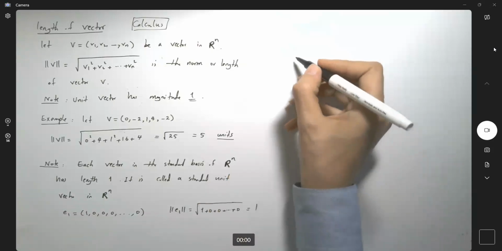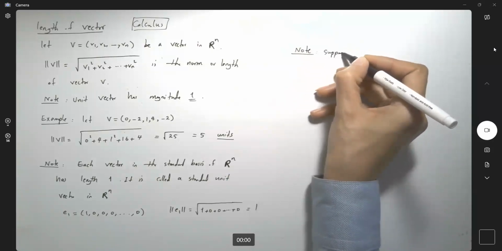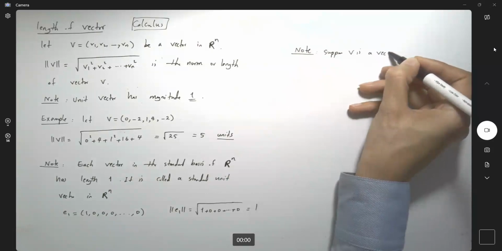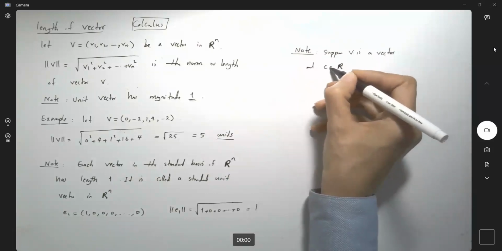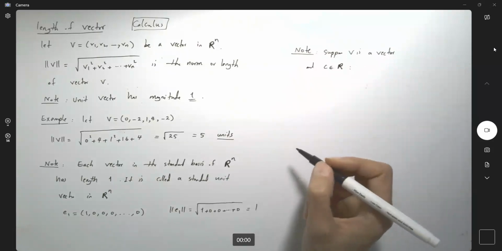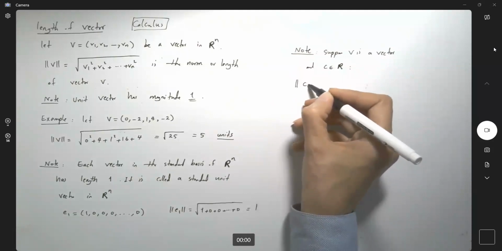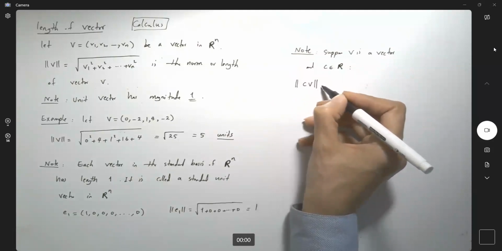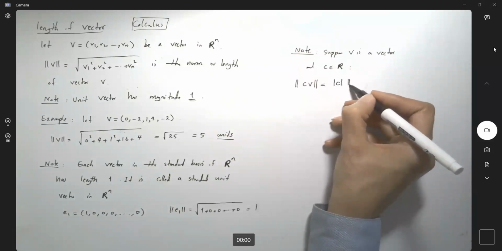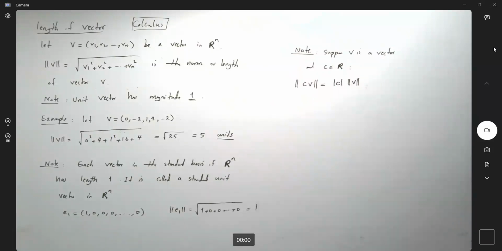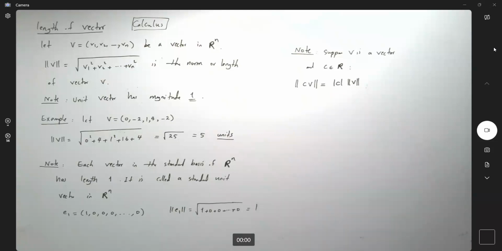Just a quick note for you. Suppose V is a vector and C is a scalar, just a number. Then we have the following property. The length, magnitude, or norm of CV is nothing but the absolute value of C times the magnitude of V. Make sure you're using the absolute value for C as well.